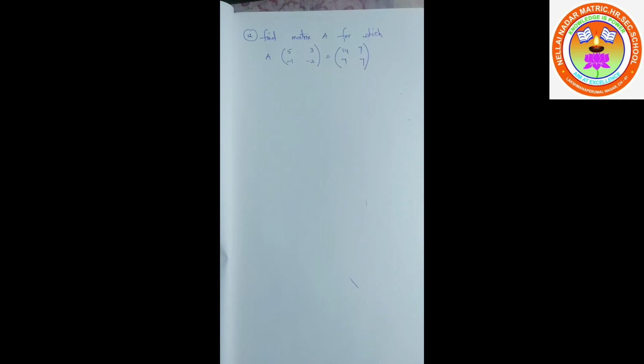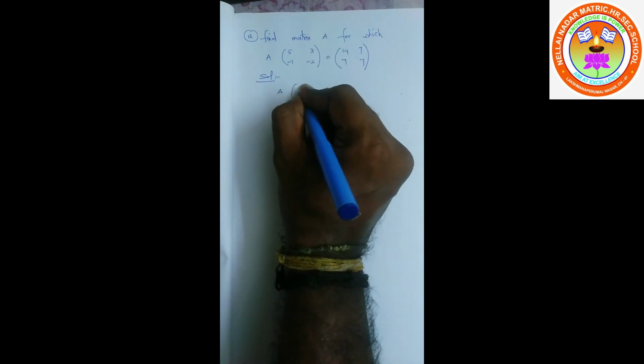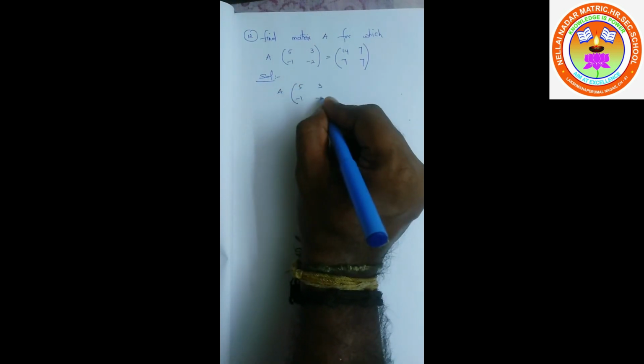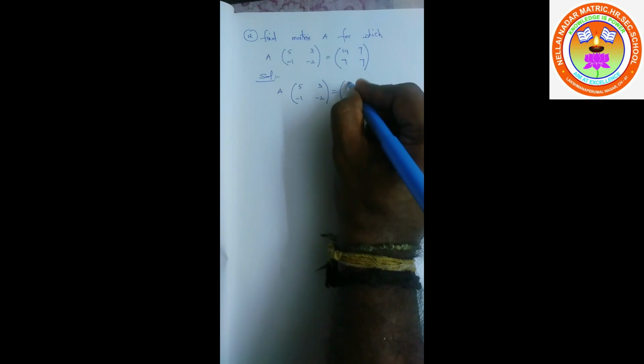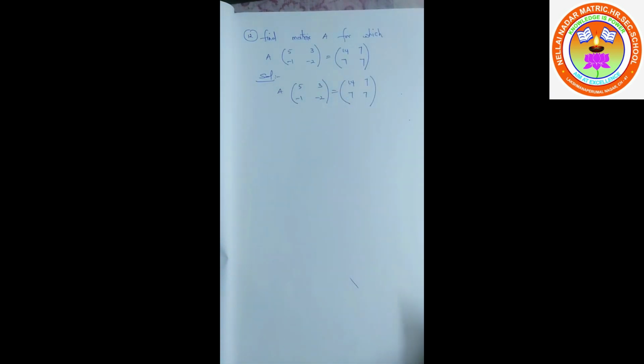12th sum, one of the important sums. Previously I have taught you some concepts, and the 12th sum is based on those concepts. So solution: this matrix 5, 3, minus 1, minus 2 and 14, 7, 7, 7.